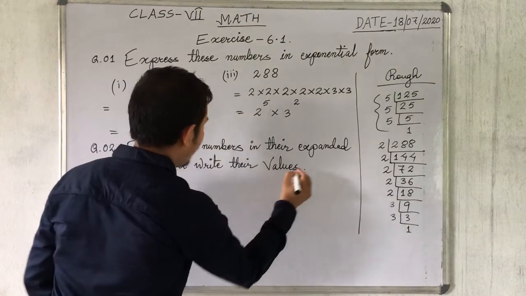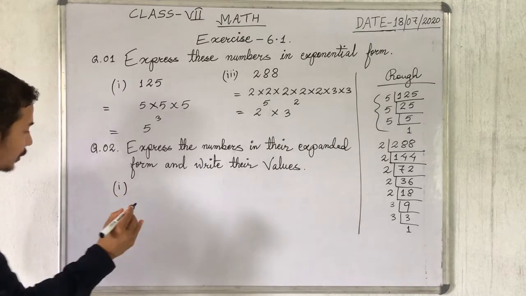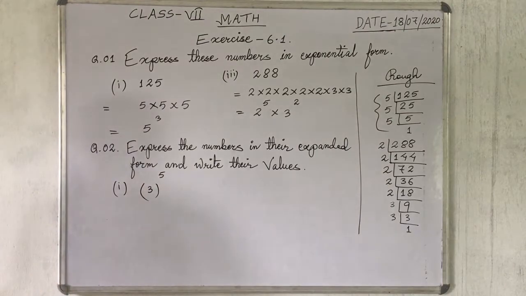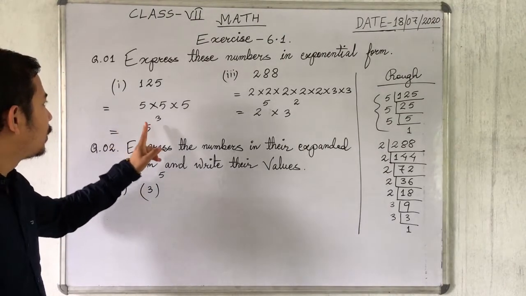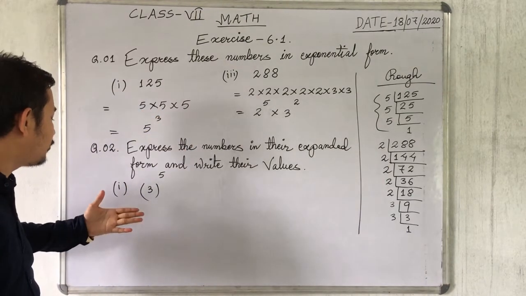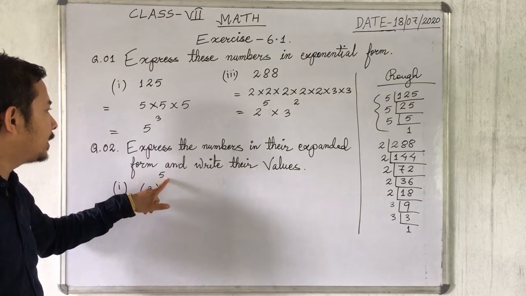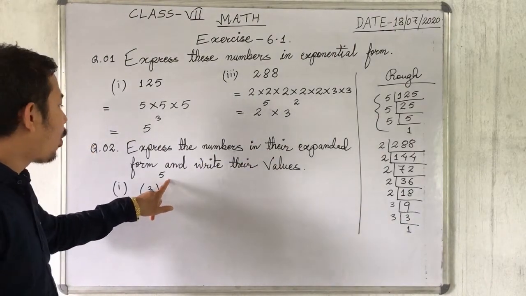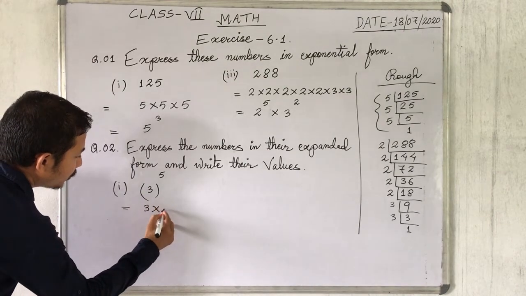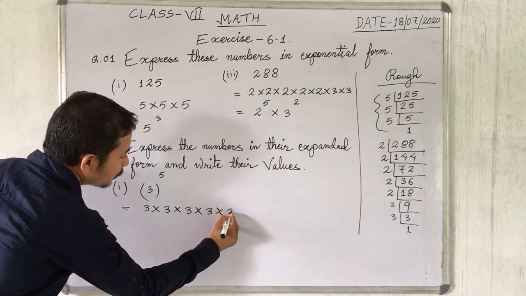Okay, so here in question number 1, there is given 3 whole to the power 5. As I already told you, 5 cube means 3 times multiplication of 5. In the same way, in question number 1 there is 3 whole to the power 5. That means the expanded form of 3 whole to the power 5 you can write like this: 3 into 3 into 3 into 3 into 3.